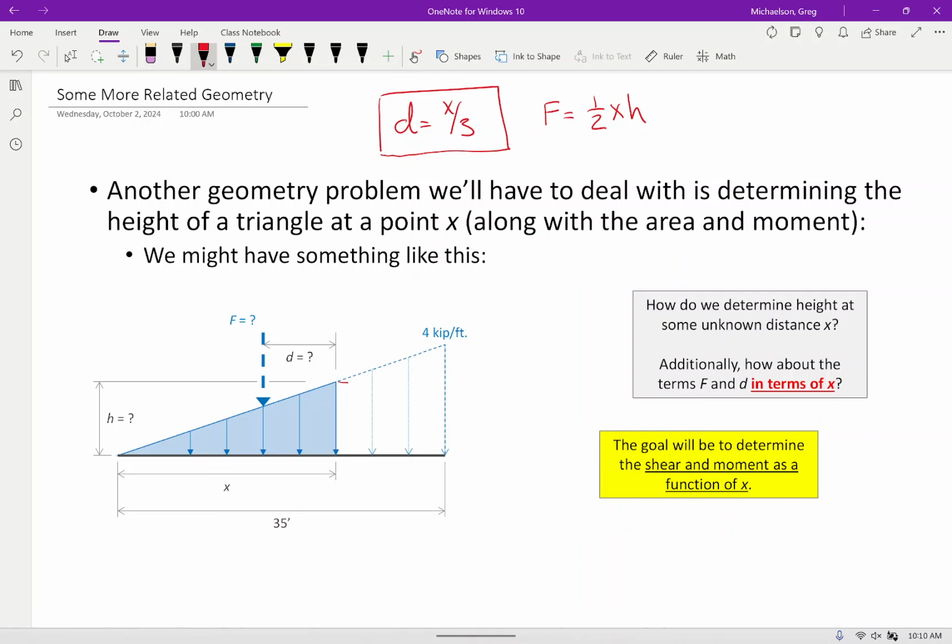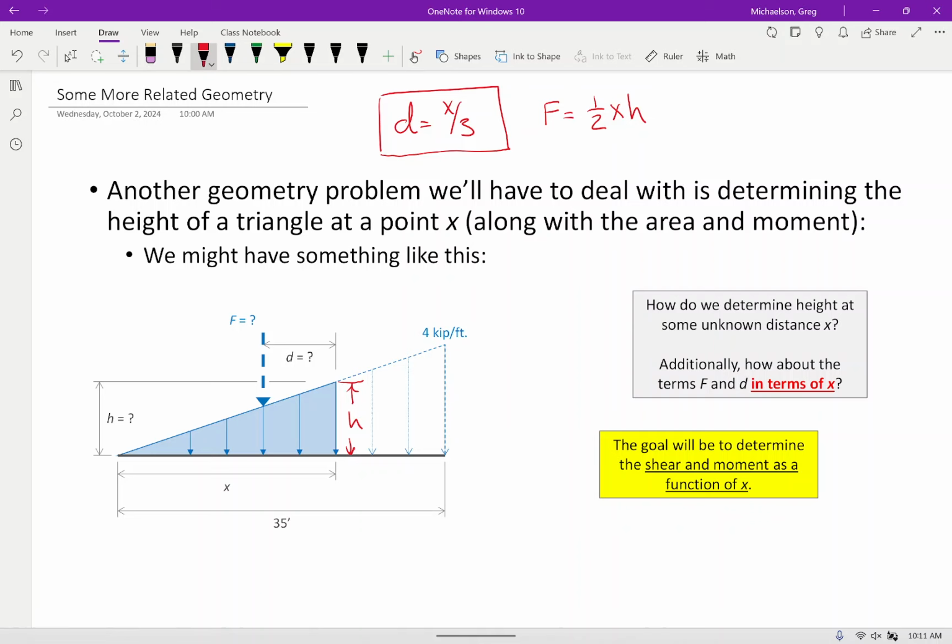But I would say that this dimension here is the height. Is it 4? No, it's not, right? It's not 4. It would be 4 over here, but not there. So let's see if we can come up with some observations. At x equals 0, what would the height be? 0. What about at x equals 35? What would h be? 4. So at x, h equals what? We need to figure out what h is in terms of x.